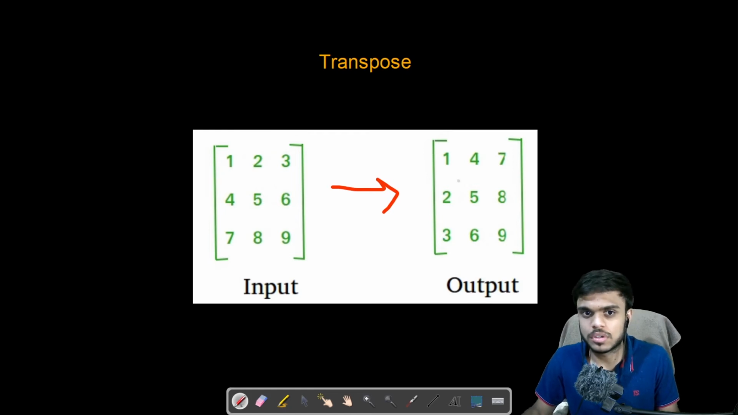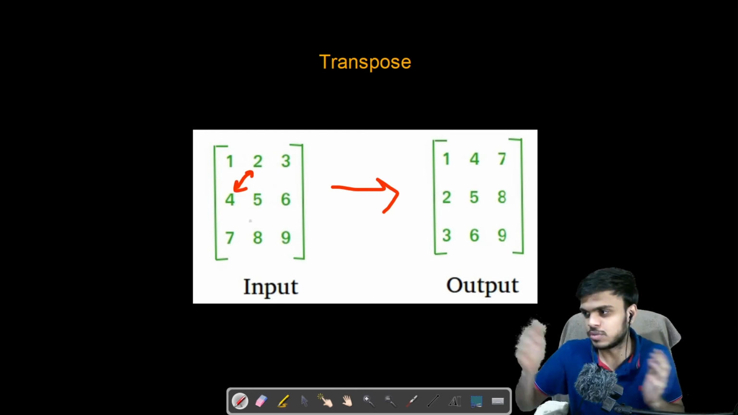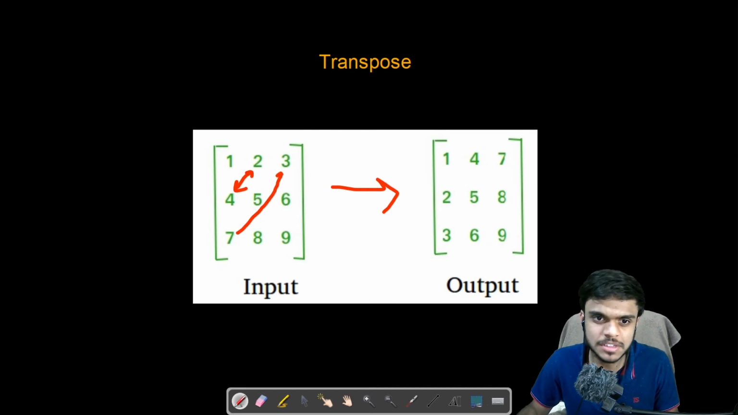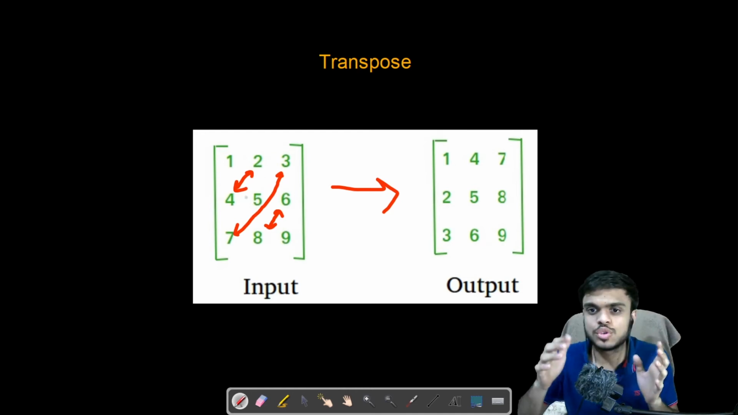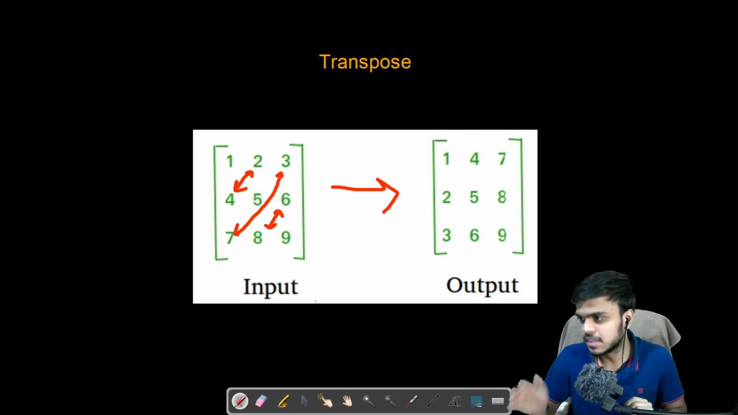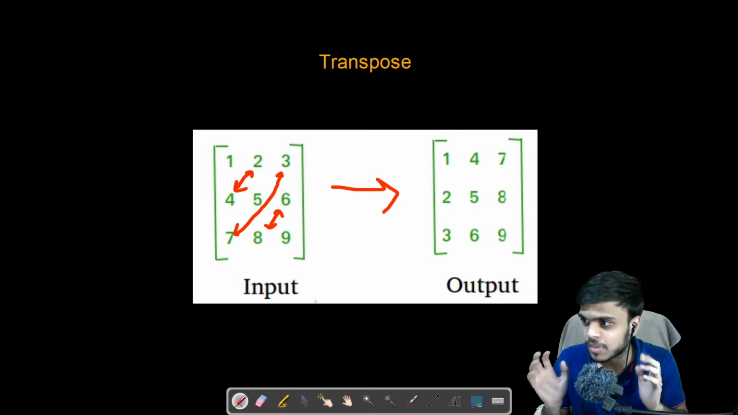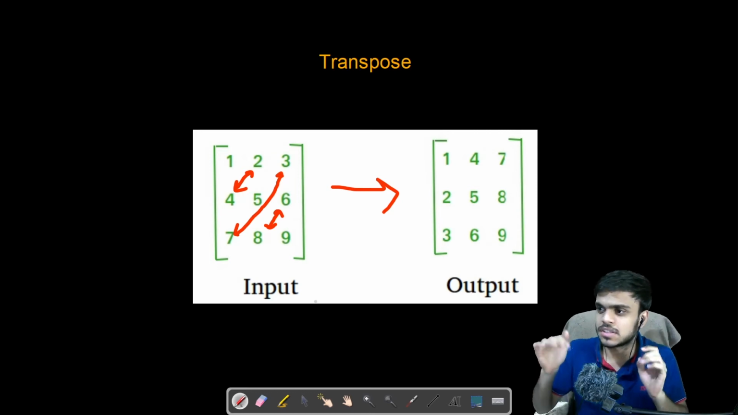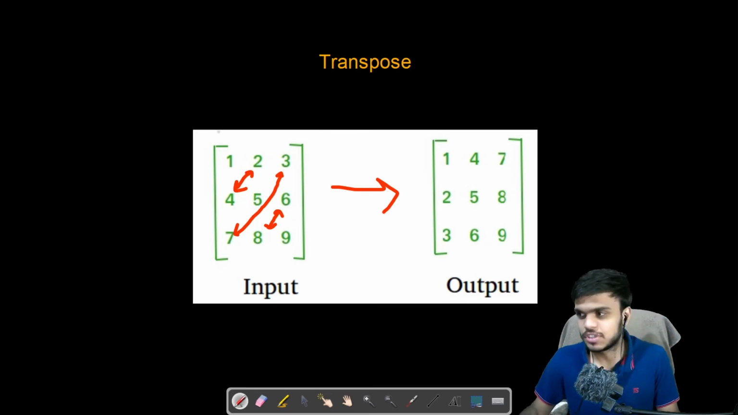If you notice the matrix elements properly, these two elements are replaced with each other. Then we have these two elements, 7 and 3, and then 8 and 6. So in a matrix when we do a transpose, these elements shift their place. The diagonal elements 1, 5 and 9 remain in the same position, and the remaining elements shift their position with respect to the diagonal. So 4 and 2 have changed places, 7 and 3 have replaced places, and 8 and 6 have replaced places.